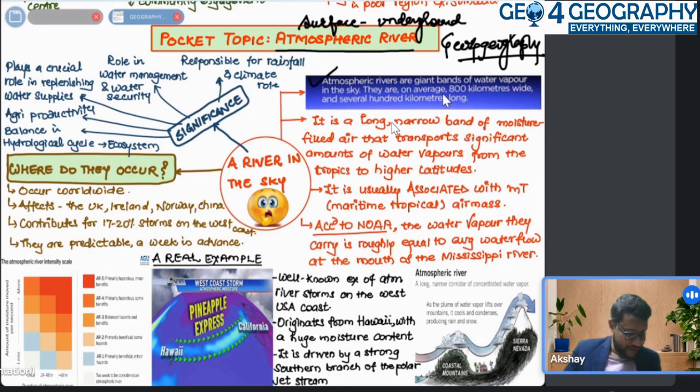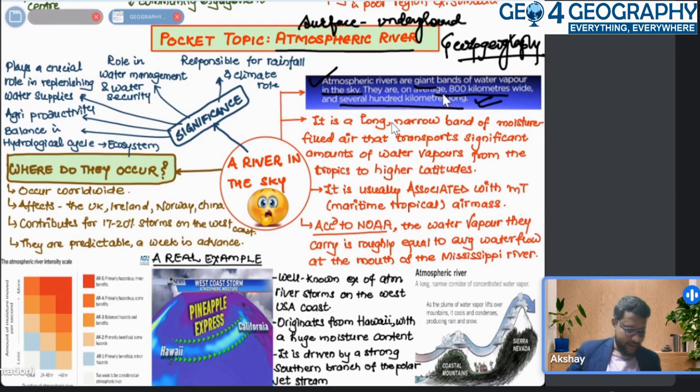So atmospheric rivers are giant bands of water vapor in the sky. They are on average 800 kilometers wide and several hundred kilometers long. So 800 kilometers or even more, these atmospheric rivers are long, but they are simply a gaseous form of water. So don't get confused. These are not literally a liquid river itself, rather water vapor and its consistent flow.